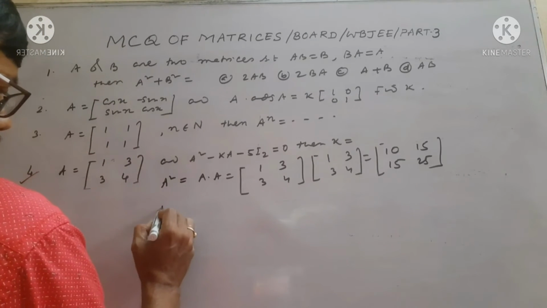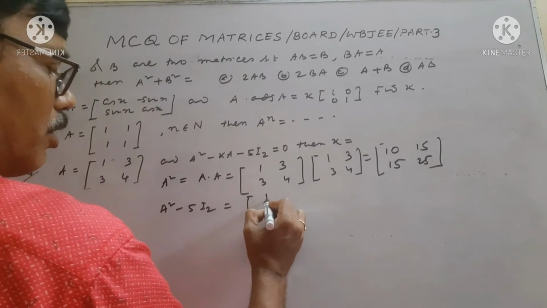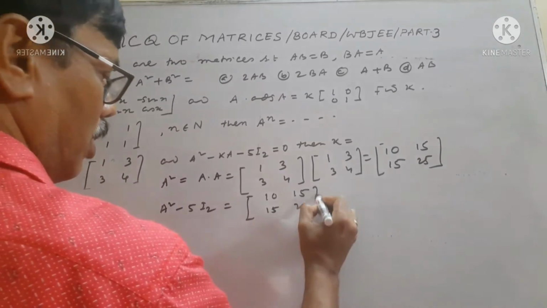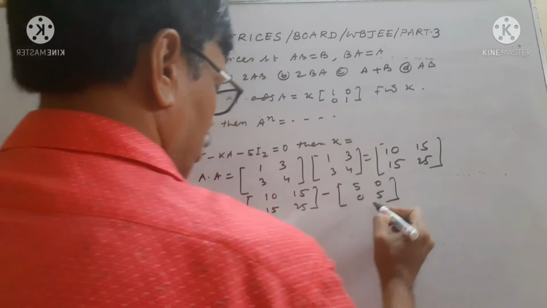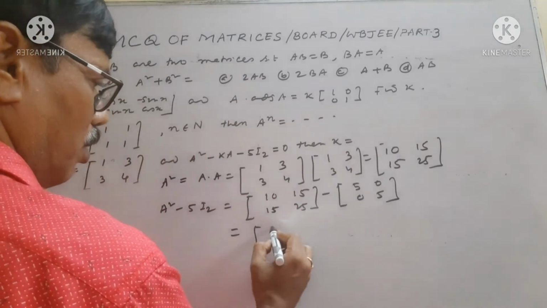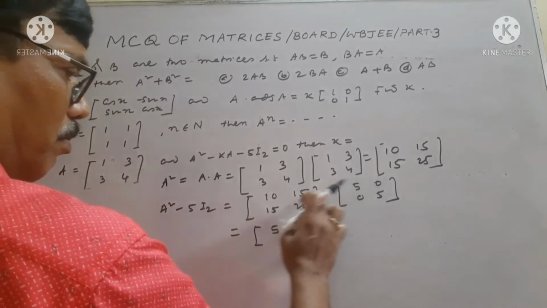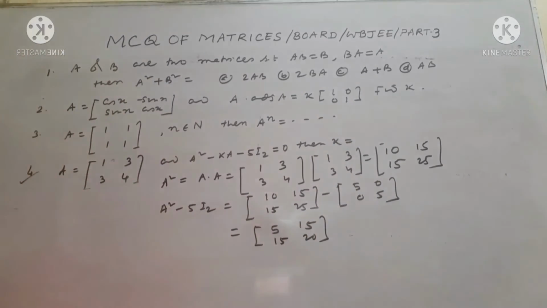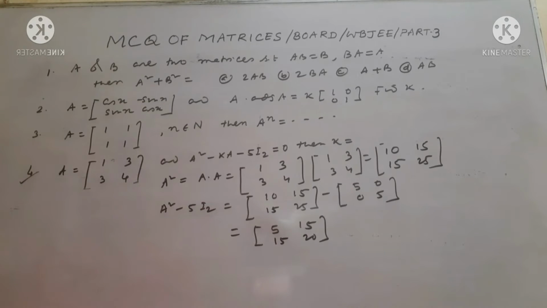So A square minus 5I2. What is A square? 10, 15, 15, 25. 5I2 is 5 0 0 5. So this equals [5 15; 15 20].